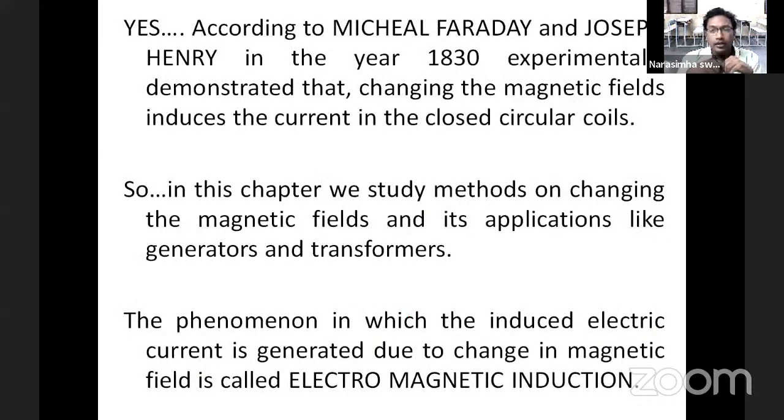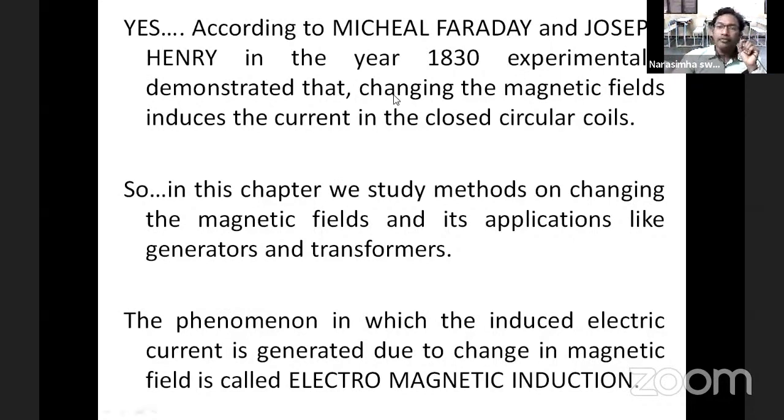Yes. Okay, so now we are moving into the concept here. According to Michael Faraday, the scientist, and Joseph Henry, in the year 1830, they experimentally demonstrated that changing magnetic fields induce current in closed circular coils. This is the experimental support that changing magnetic fields, or magnets which are under motion, induce current.